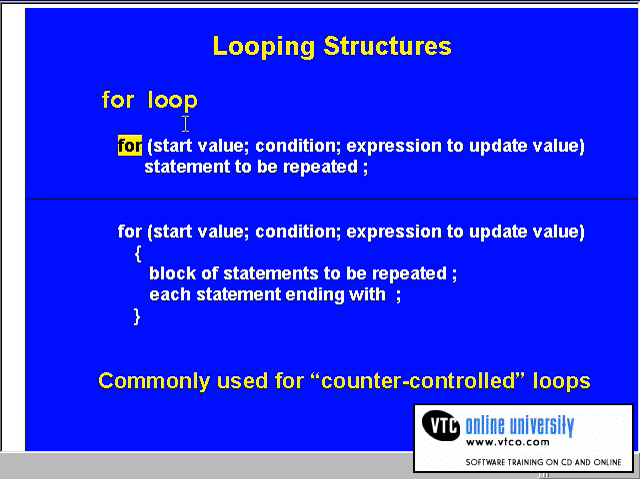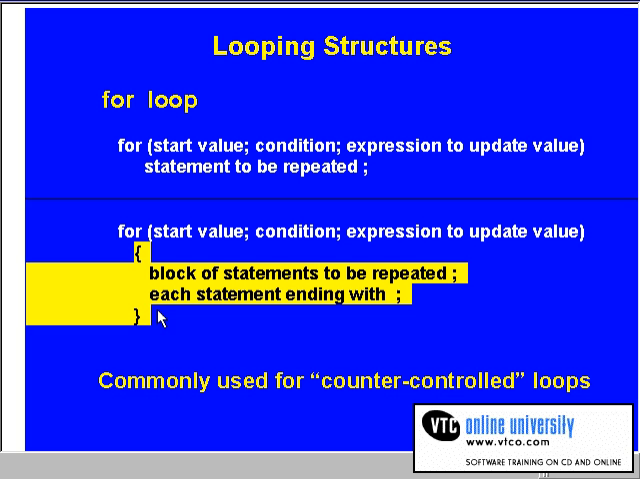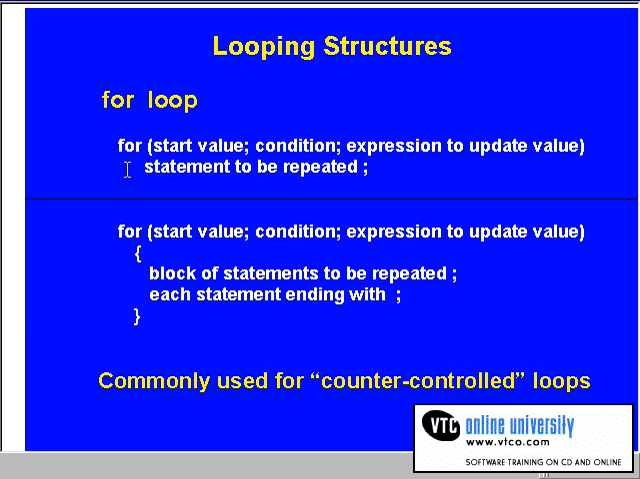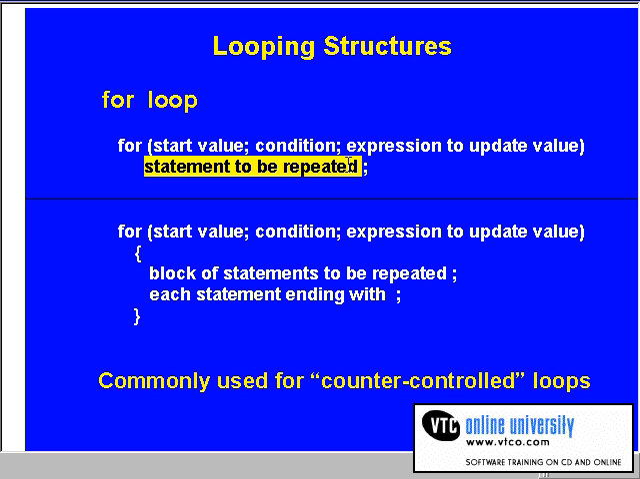The syntax of the for statement begins with the for clause, followed by the body of the loop. The body of the loop can be one statement, or, as you see in the second example, a block of statements enclosed in the braces. If only one statement is being repeated, then end that statement with a semicolon. A block of statements also will be enclosed in the braces, but they will also end with semicolons individually.